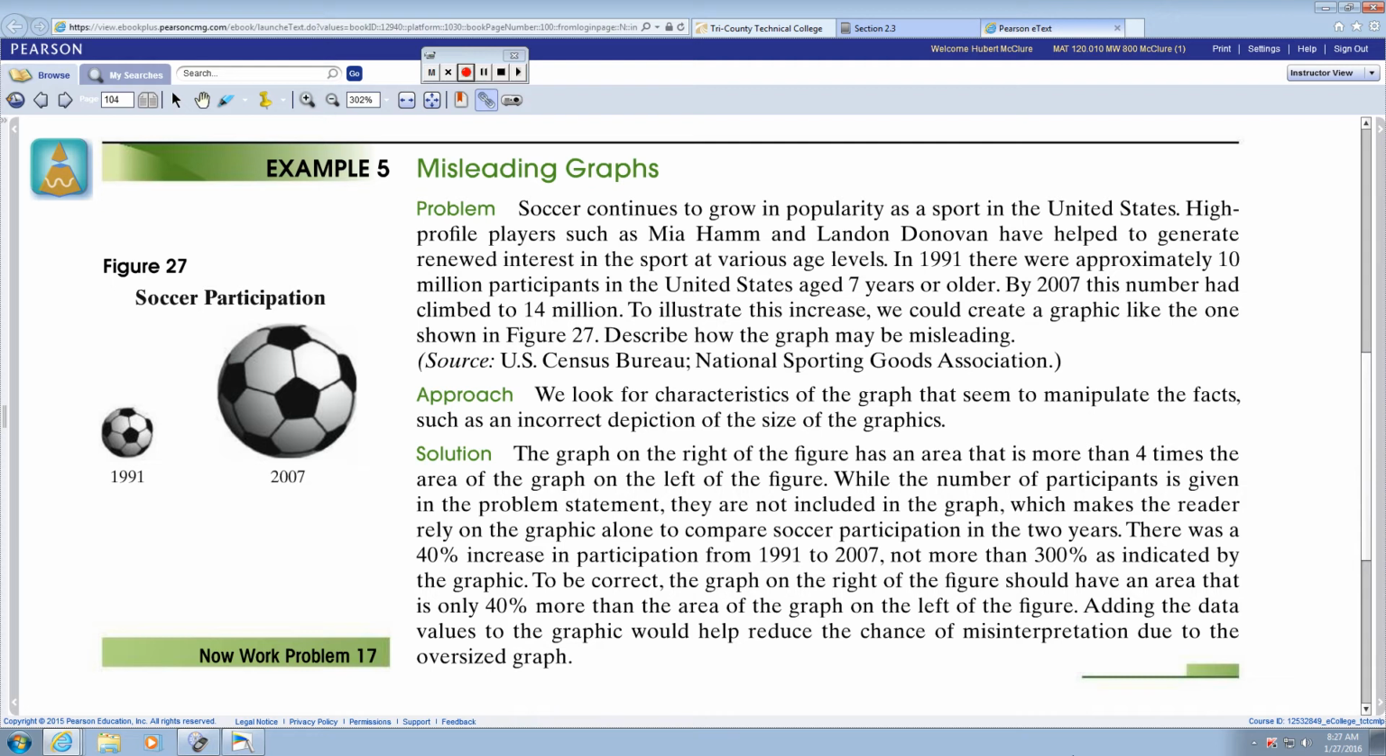Plus, they don't put any numbers up there, so you just go by what? Visual. Don't ever go by visual. That's a real life application, all right? Don't ever go by visual.